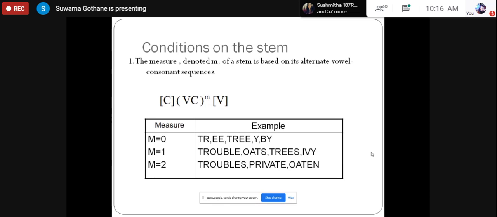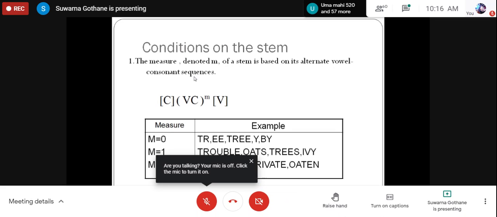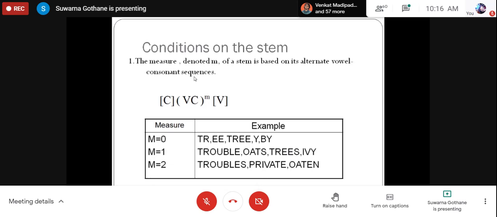So look at here, what is the condition on the stem. What it is showing here is the measure, denoted m, of a stem is based on alternating vowels and consonants. You know what the vowels are: A, E, I, O, U. These are called the vowels, and consonants means apart from A, E, I, O, U, those are called the consonants.